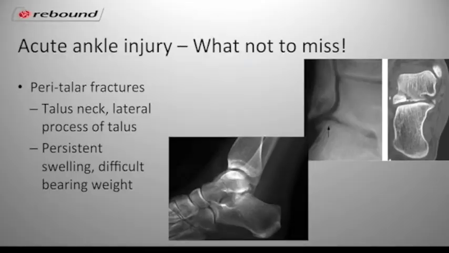So what other injuries are important not to miss? Well, like I said, this talus has a whole bunch of different attachments to different joints, and there are all sorts of injuries that can occur around this. This here is a very subtle sign that is sometimes picked up on an x-ray, but not often, and it's the lateral process of the talus.